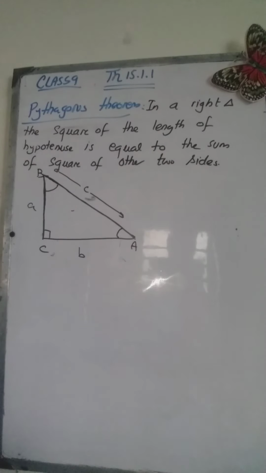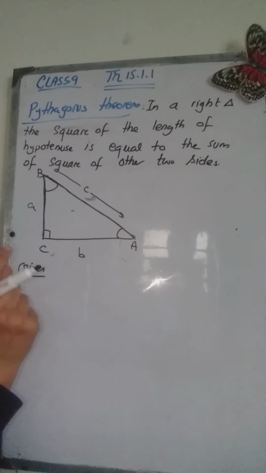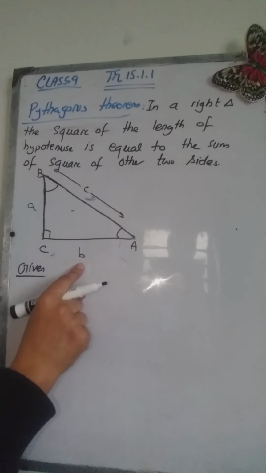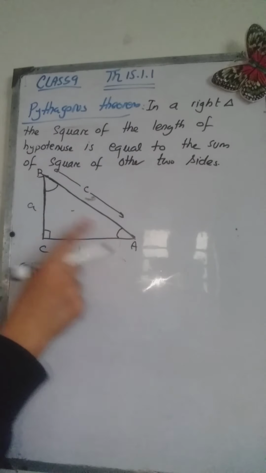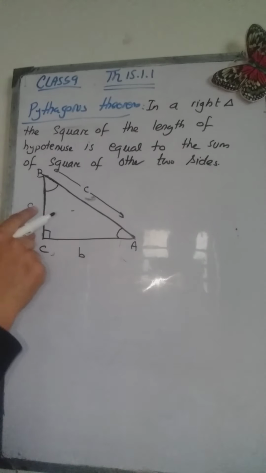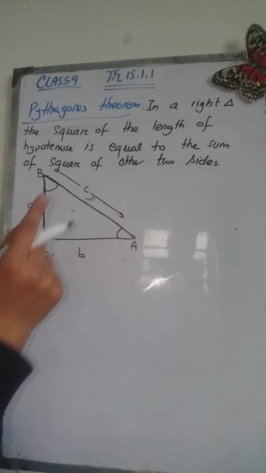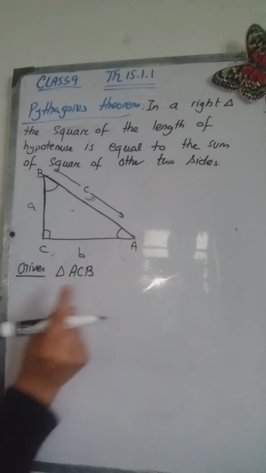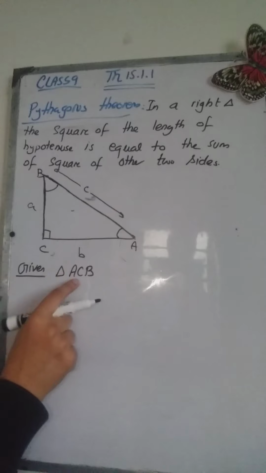So what they have given to us is a triangle ABC. I have named the length opposite to vertex B as small b. We generally name it like this. The side opposite to vertex A, I have taken this length to be equal to a, and the length opposite to vertex C, I have taken that equal to c. So we are given triangle ACB. At the vertex C we have 90 degrees.